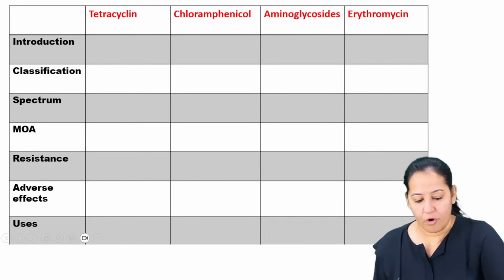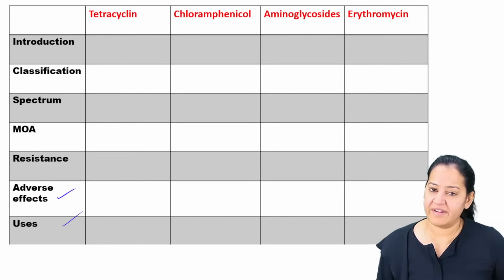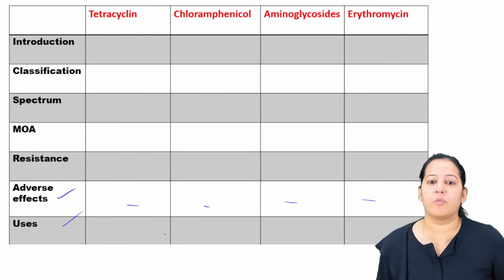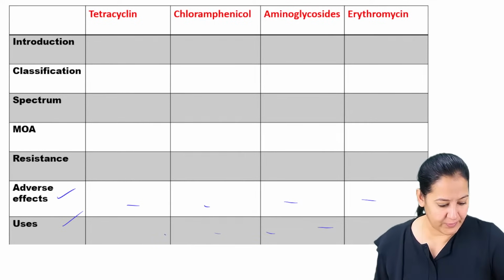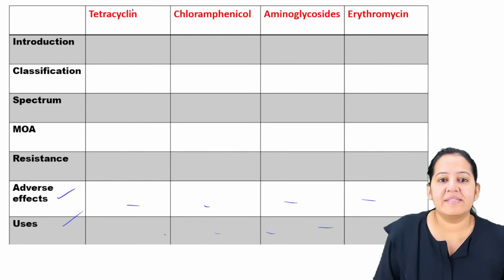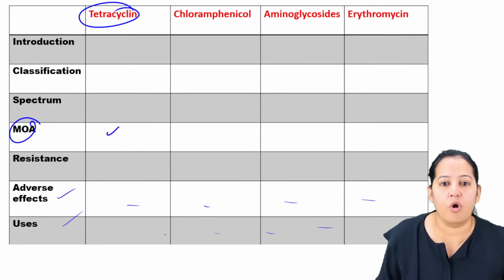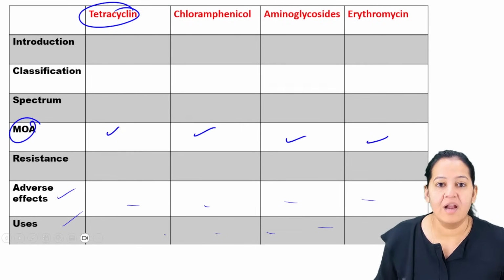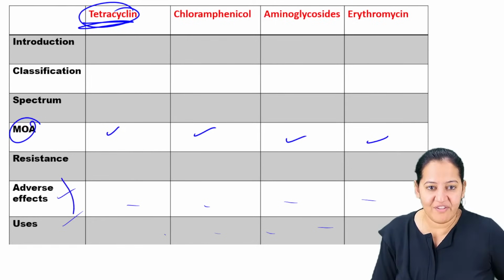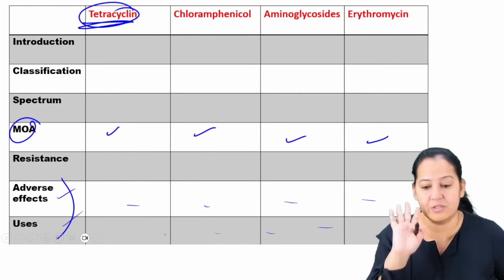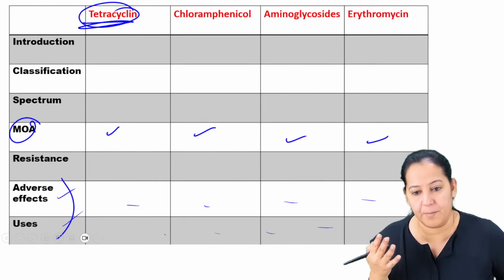Okay, you want me to tell the adverse effects and uses also, the 4 mnemonics here? Total 8 mnemonics are there. So we will see it very quickly. So let's start with tetracycline. Mechanism of action you already know, all 4. I will be fast because I want to teach you the adverse effects and uses. You get many questions on adverse effects and uses also. So I will quickly tell you the mnemonics and go ahead.